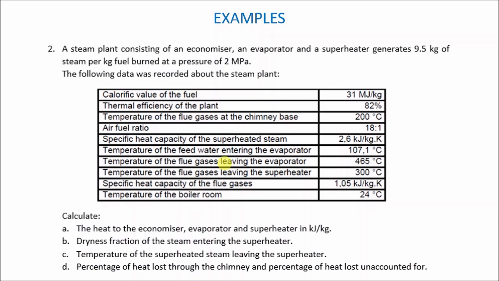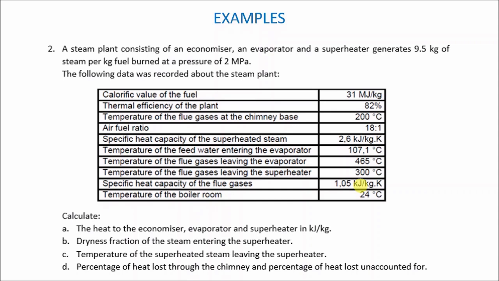Just rewind if you need to and look at the diagram of the flow of the flue gas and you will see. And then you have the specific heat capacity of the flue gases, which is given to you as 1.05 kilojoules per kg Kelvin. Now, this CP is to be used only with the flue gases. Do not use that with steam. That will be a terrible mistake. Bear that in mind.